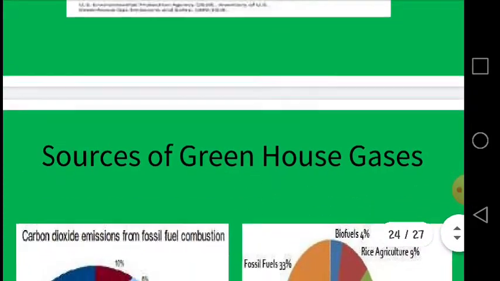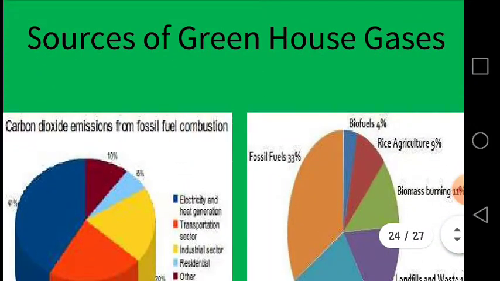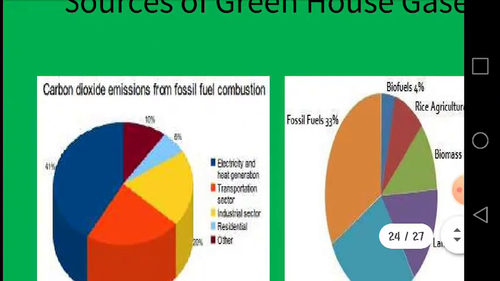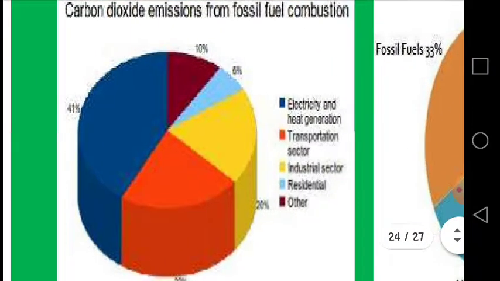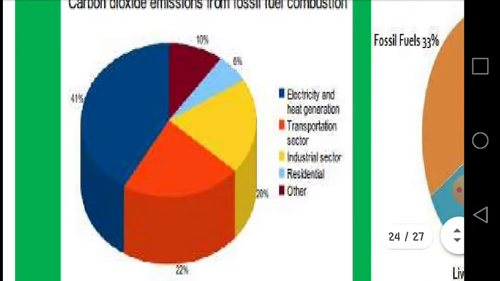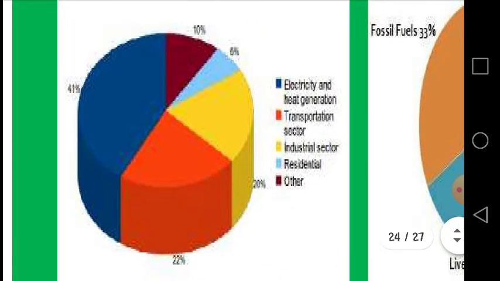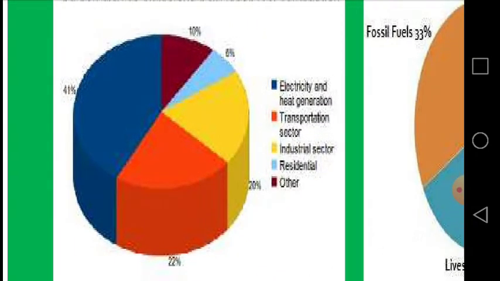Now we are focusing on the sources of the greenhouse gases, specifically carbon dioxide and methane. First of all, we will see the sources of carbon dioxide. Electricity and heat generation produces 41% of the carbon dioxide. The transport sector is producing 22%. The industrial sector is producing 20%. Residential 7%, other factors 10%.